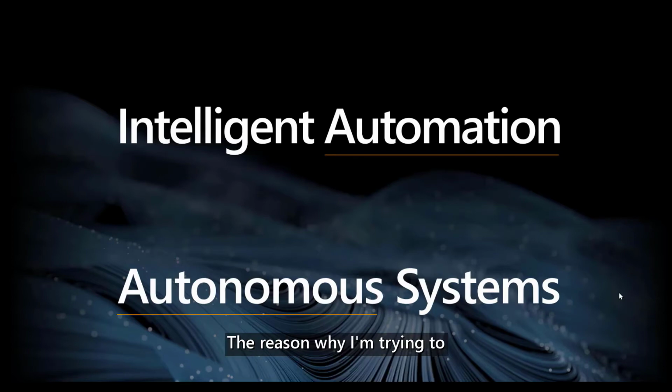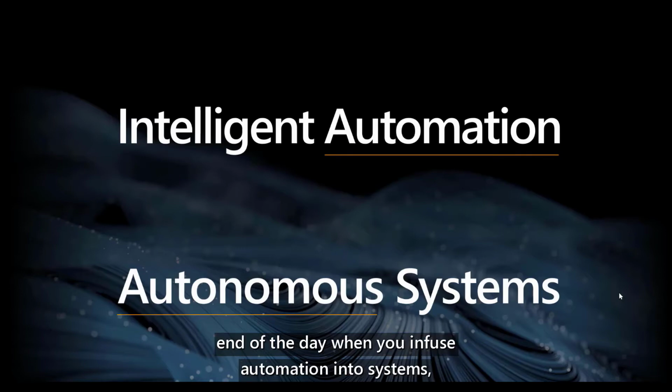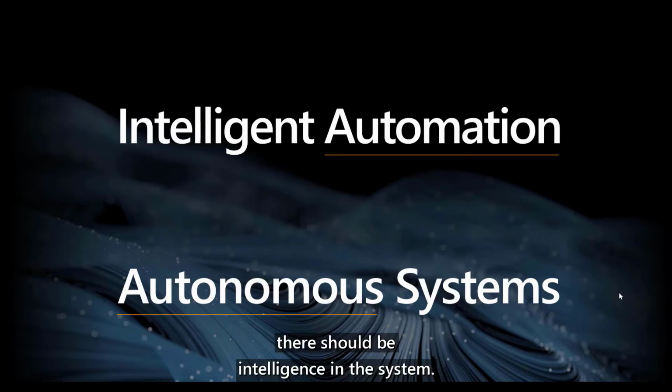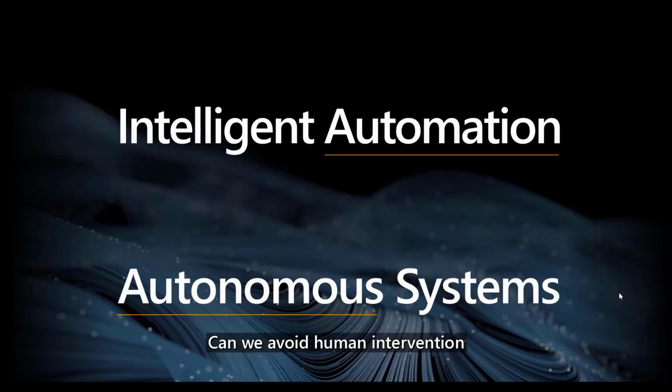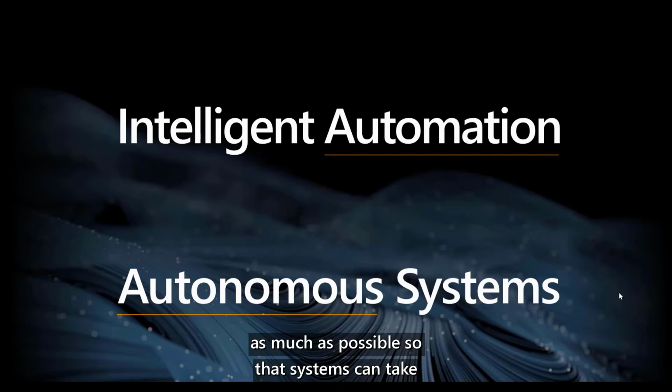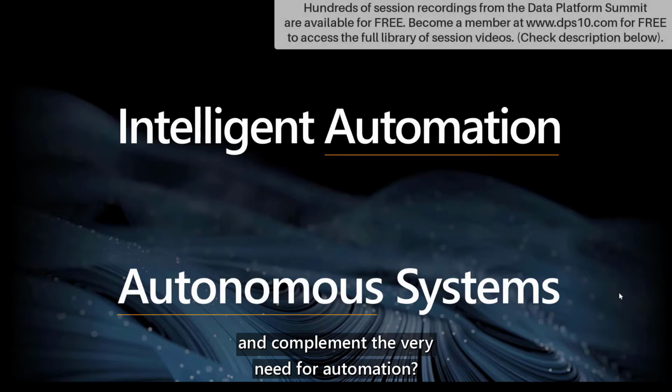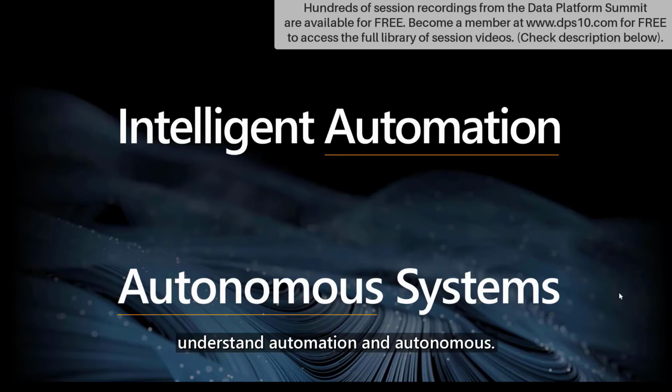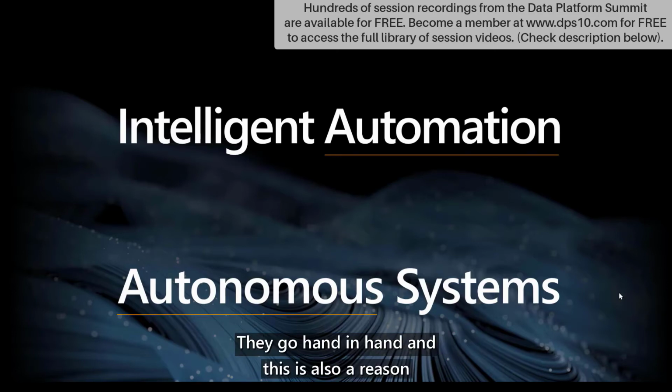Now, the reason why I'm trying to bring in automation as a key is because at the end of the day, when you infuse automation into systems, there's also an expectation that there should be intelligence in the system, right? Can we avoid human intervention as much as possible so that systems can take decisions on their own and complement the very need for automation? And that's where it's important for us to understand automation and autonomous, they go hand in hand.